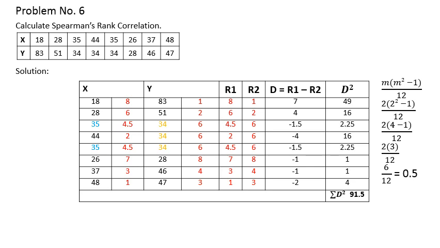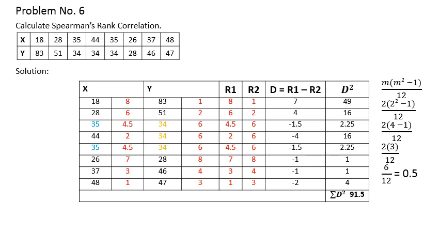Highest is 48, first rank. Next highest is 44, second rank. Next highest is 37, third rank. Next highest is 35, which is repeated, so you add 0.5 and it becomes 4.5. Next highest is 28, 6th rank. Next highest is 26, 7th rank. Next highest is 18, 8th rank.